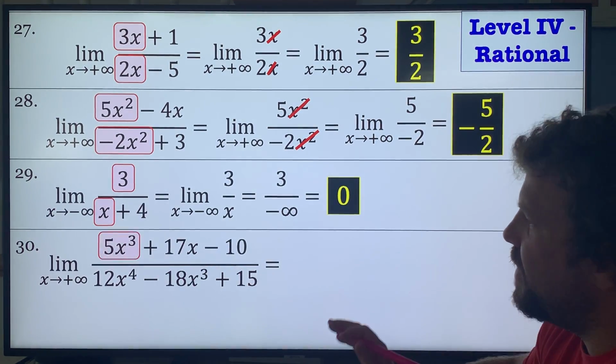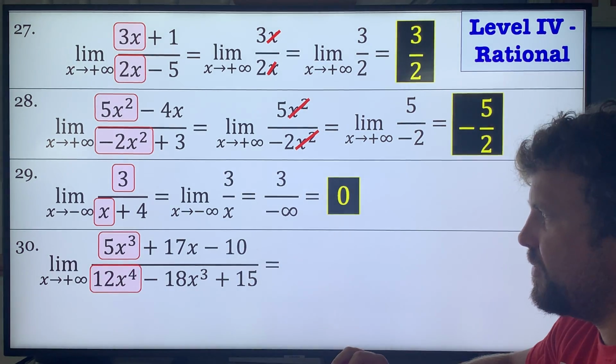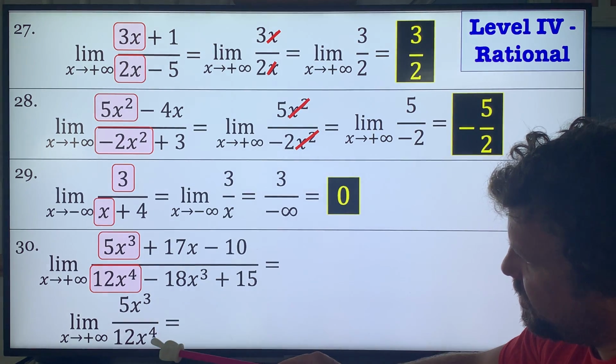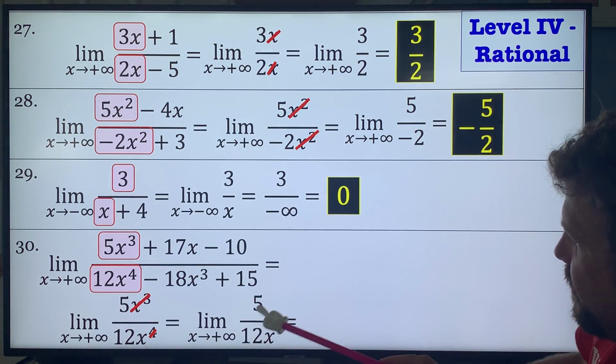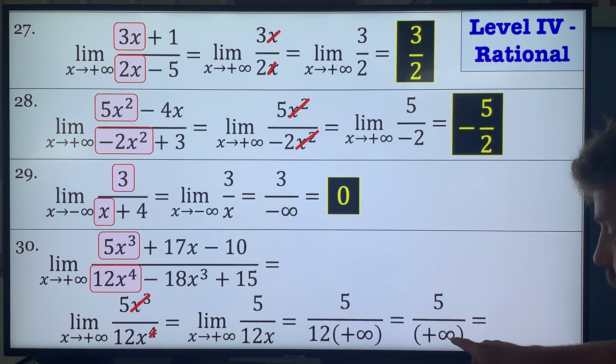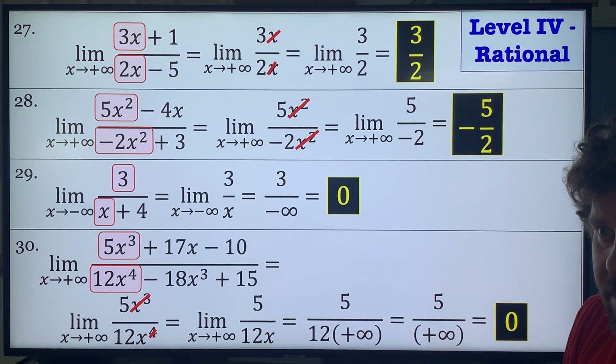Okay. 5x to the third, 12x to the fourth. Cancel out the x third, leaving with 1x on bottom. 5 over 12x. 5 over 12 times infinity. 5 divided by infinity, which is 0. I didn't throw the tricky ones in yet. They're just making sure you stay on your feet.